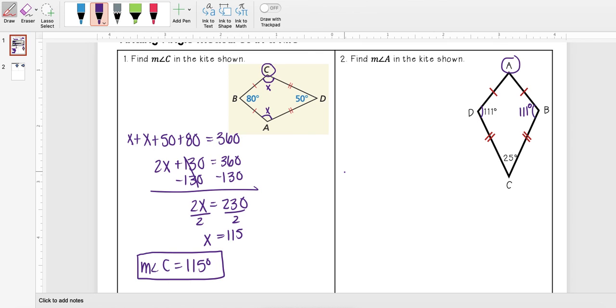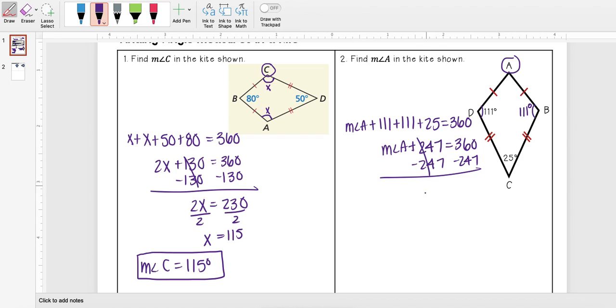Now I have three angles, so I can go ahead and add all these up. I have the measure of angle A plus 111 plus 111 plus 25. And I know that all quadrilateral angles add up to equal 360 degrees. Now I can go ahead and solve this. I have the measure of angle A plus, when I add all those numbers up, 247. Then I'm going to subtract both sides by 247. And so I get that the measure of angle A is equal to 113 degrees.